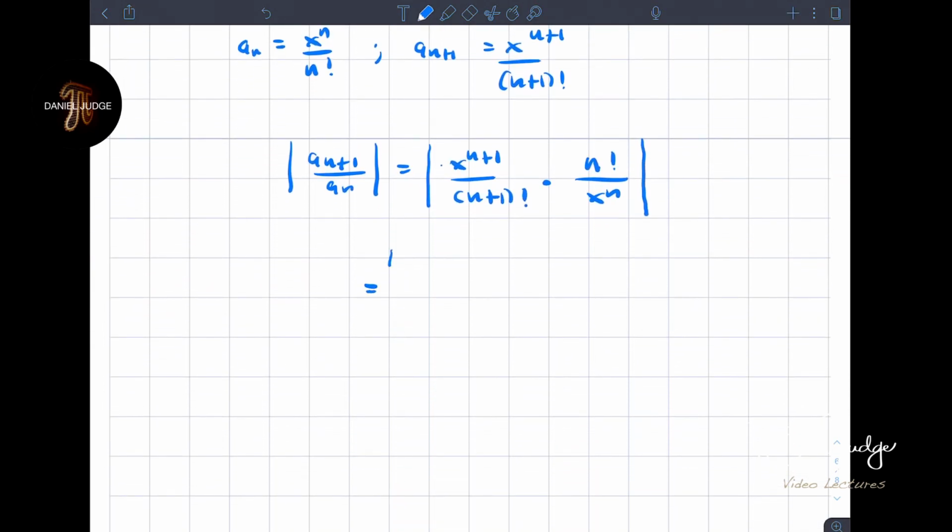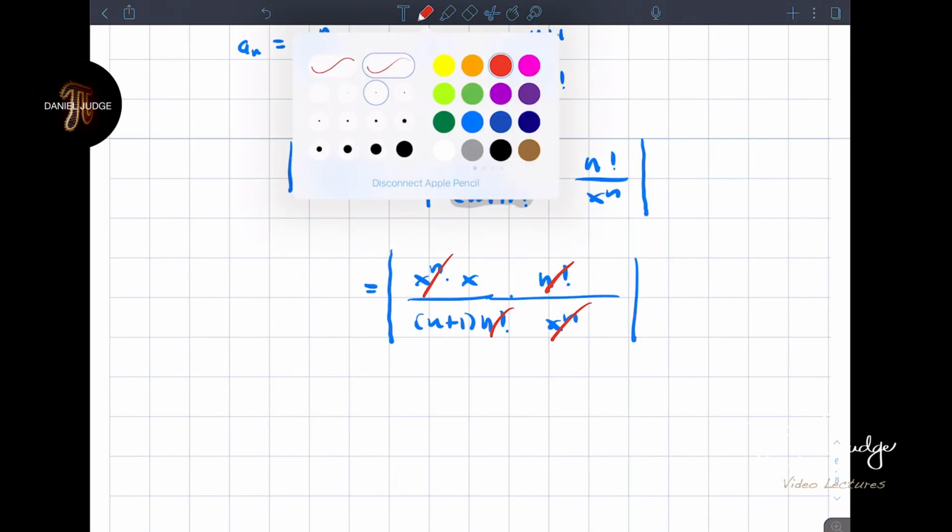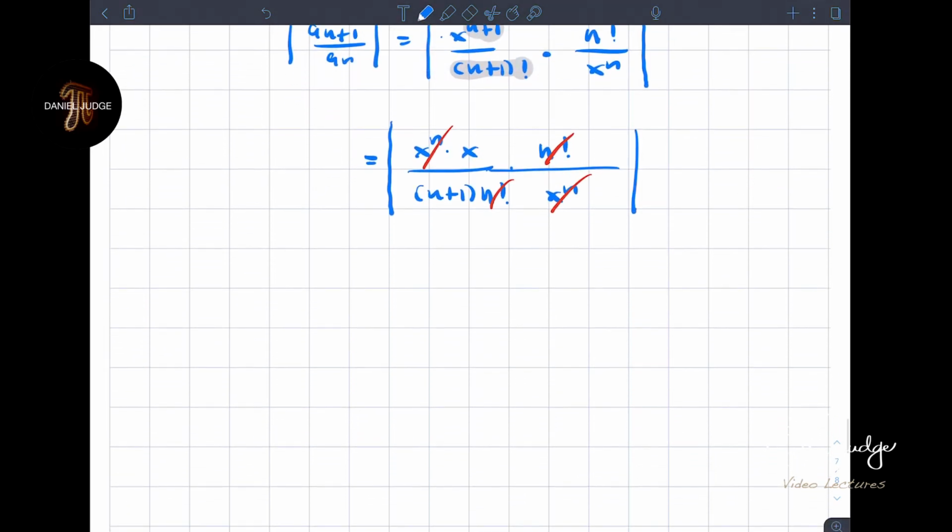And use some algebra here, right? Rewrite the definition. x to the n times x, n plus 1 times n factorial, because I'm going to cancel some terms. So now you say, okay, the n factorials are gone, x to the n, x to the n, and what do we have left? Absolute value of x over n plus 1, which is the absolute value of x over the absolute value of n plus 1, absolute value of x over really n plus 1.